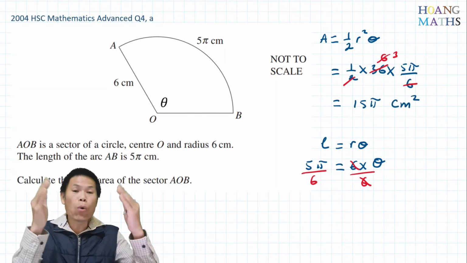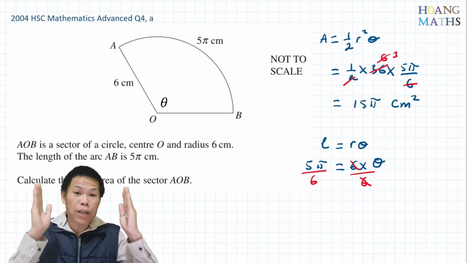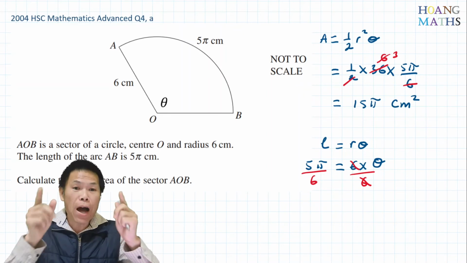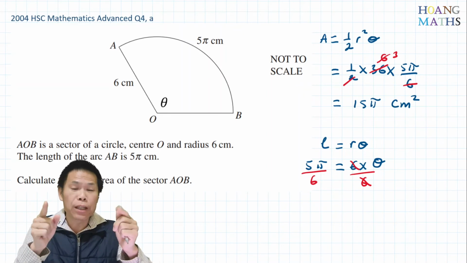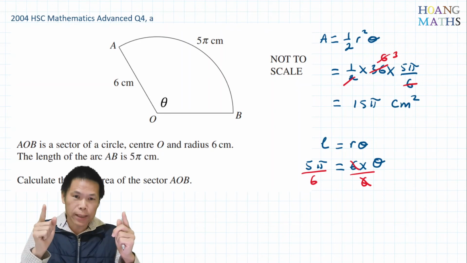Don't forget the units, okay? Otherwise, you can just put in a calculator, a half times 36 times 5 over 6, and you should get 15 pi over 6.